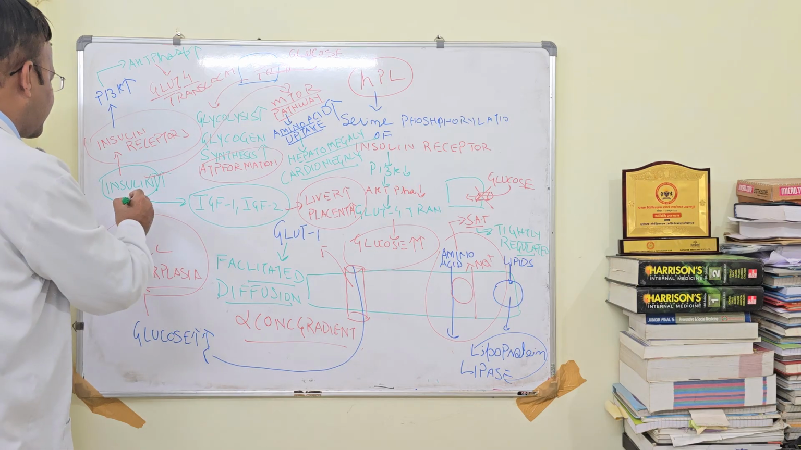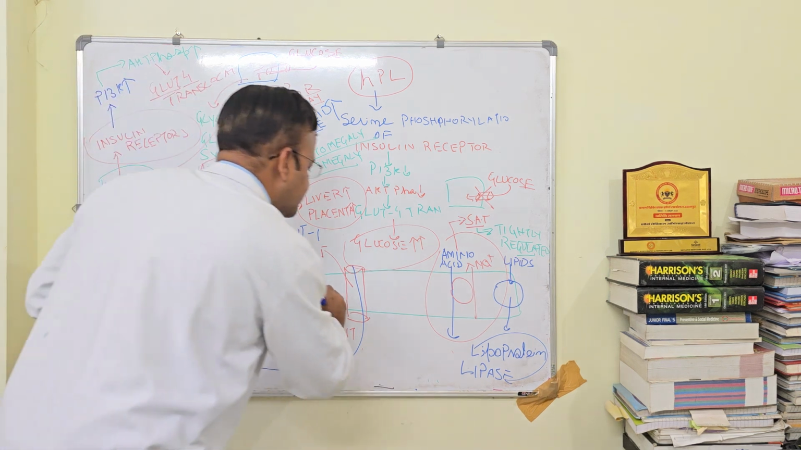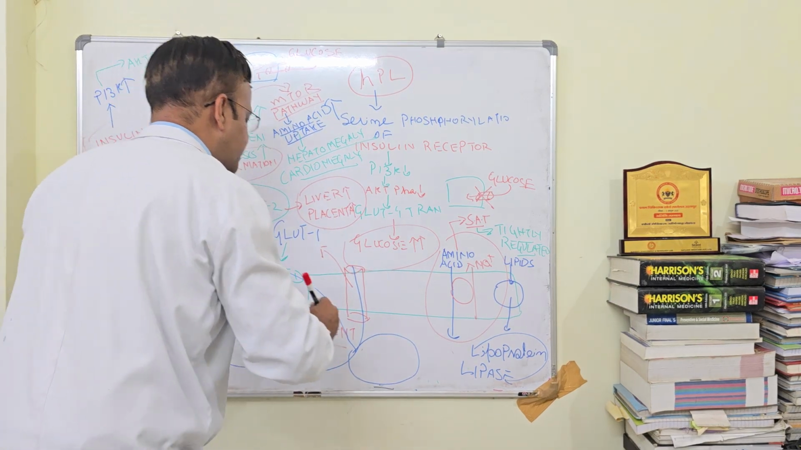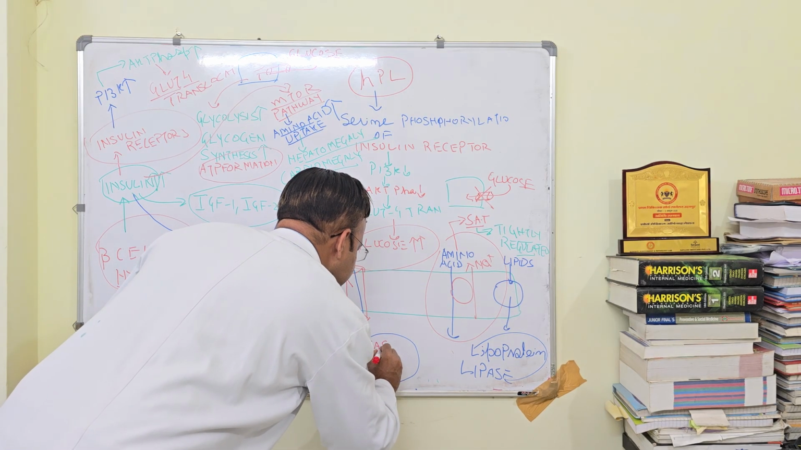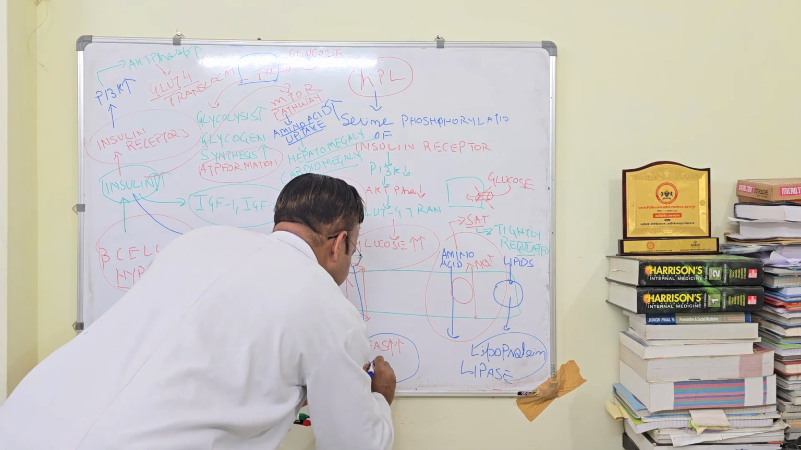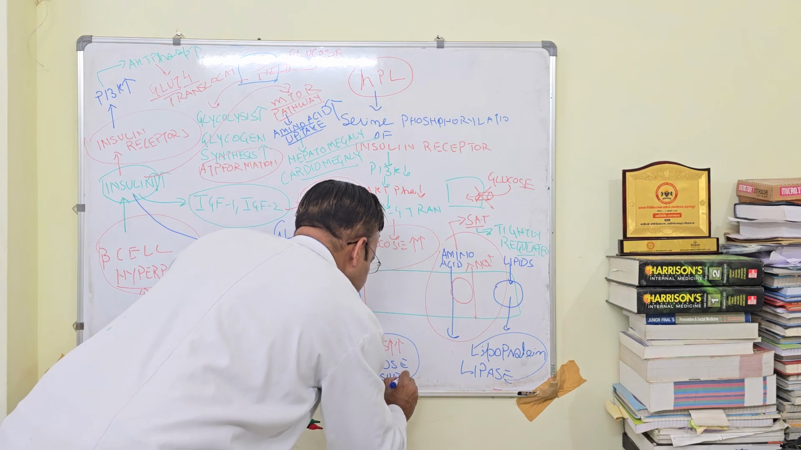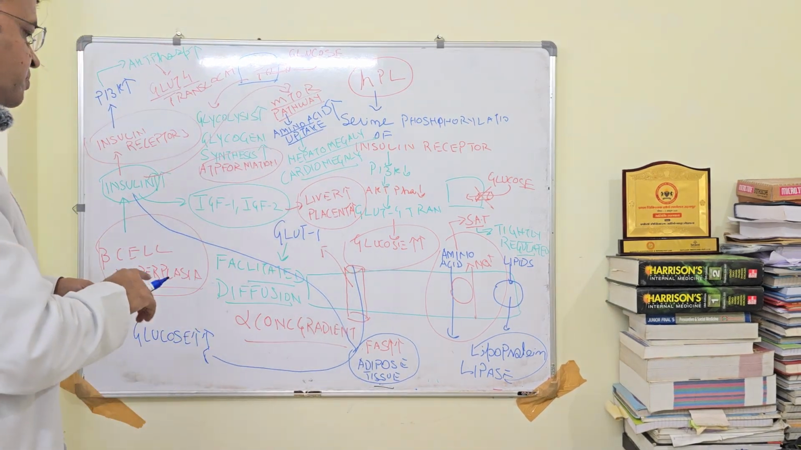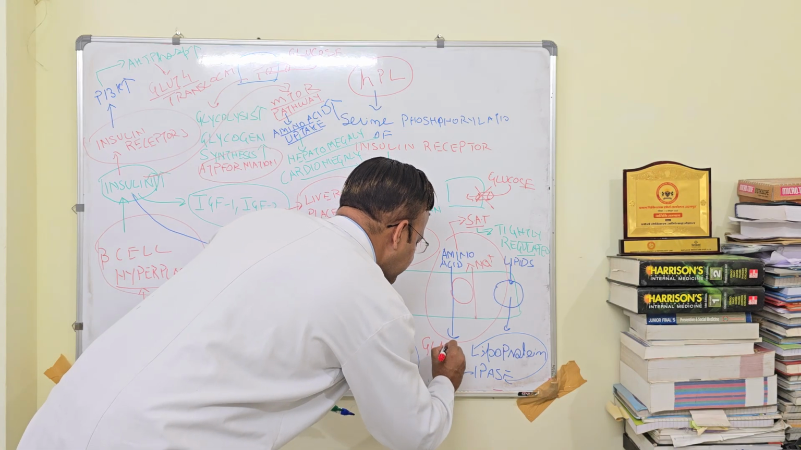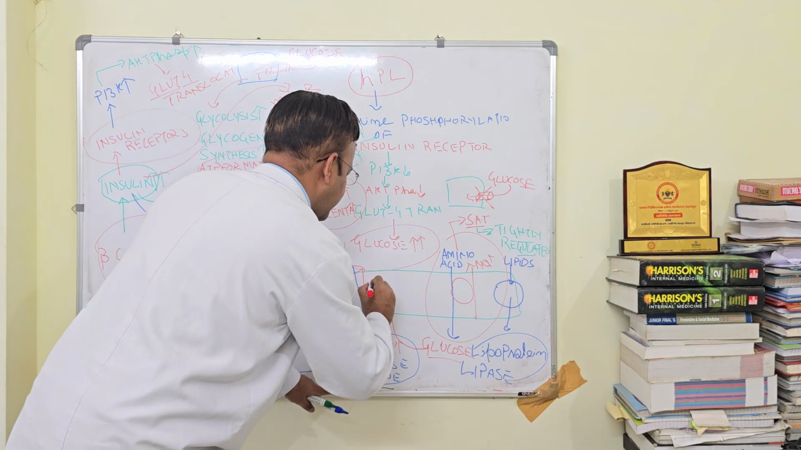This insulin can act on adipose tissue. Let's draw some adipose tissue somewhere. It can cause fat upregulation inside adipose tissue, which means it is going to convert your glucose into triglycerides. In short form, I will write TG.